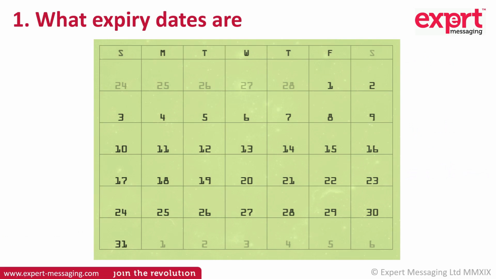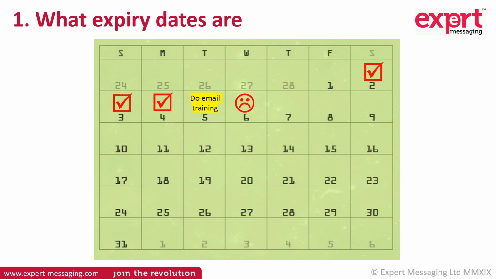1. What expiry dates are. Say your message has a shelf life. Perhaps it's about a training course running on the 5th of March. If someone opens it on the 6th of March, it's too late. They've missed the course and that email is probably not relevant to them. You can save the recipients some time by setting an expiry date.